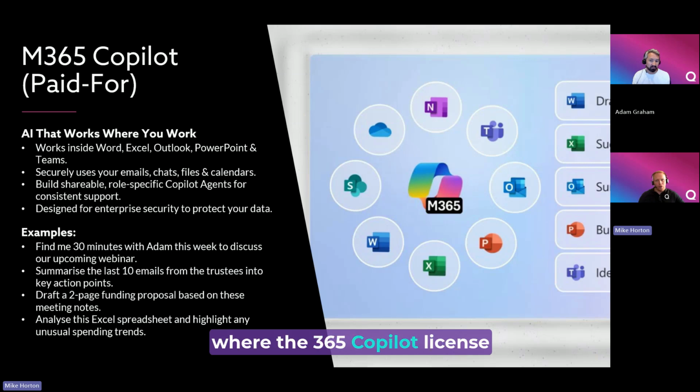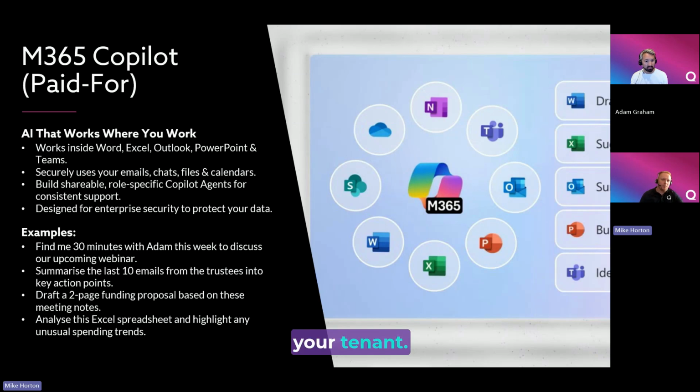This is where the 365 Copilot license really sits within your organization. It works directly inside Word, Excel, Outlook, PowerPoint, and Teams, so it's available in all of those places and apps. It connects into your organizational data as well. Importantly, all of this stays within Microsoft 365, so it doesn't train any models. You are purely using it within your organization, and it can only see what's within your tenant.